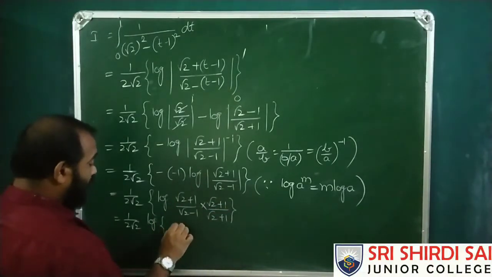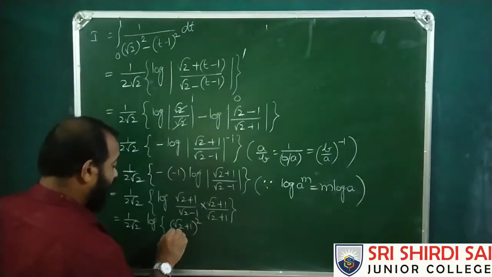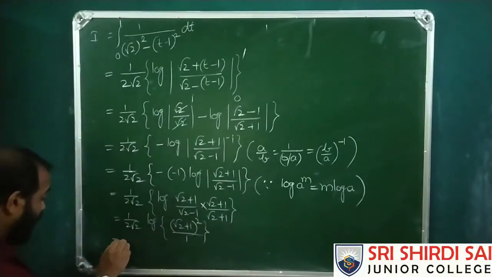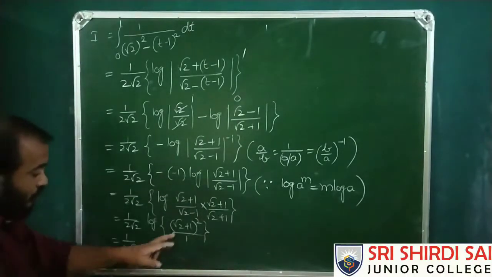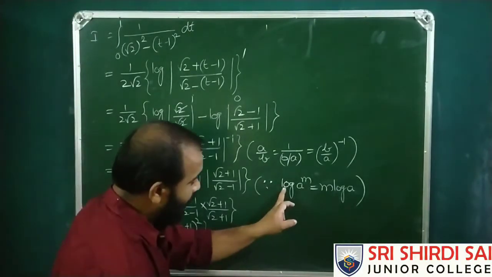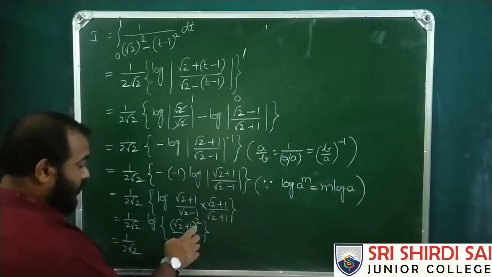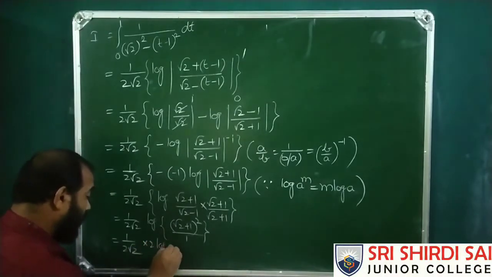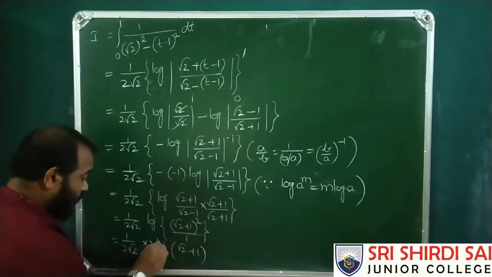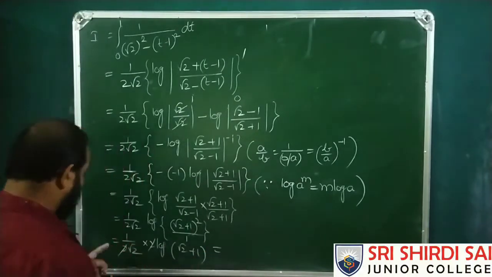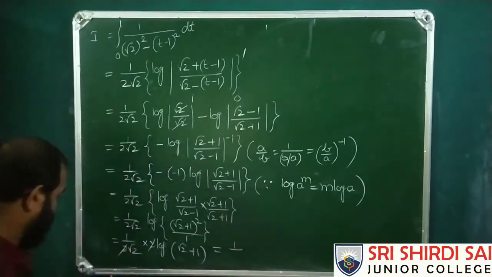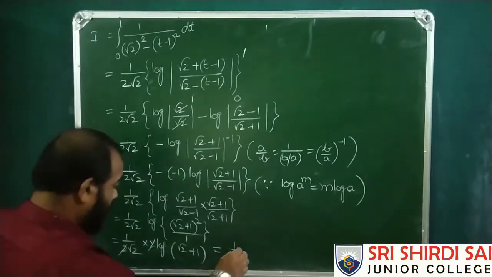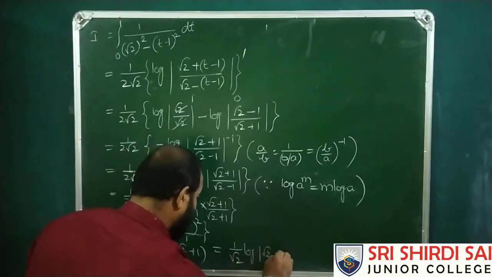Root 2 plus 1 into root 2 plus 1 is root 2 plus 1 whole square, by root 2 whole square is 2 minus 1. So 1. So now 1 by 2 root 2. So this 2, because log a to the power of m is m log a, according to this 2 will come forward. So 2 log root 2 plus 1. So this 2 gets cancelled. Therefore we are left with 1 by root 2 log root 2 plus 1.